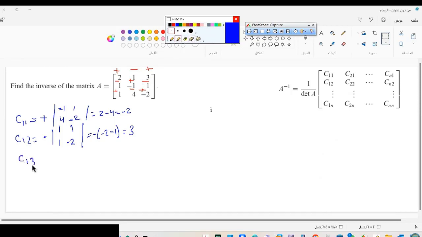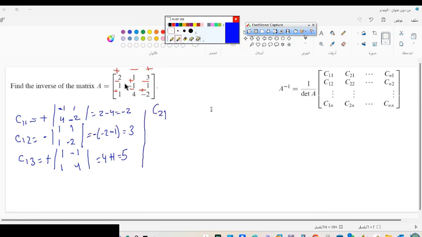Now cancel this, C13. How many determinants should we have to calculate here? 9. It's positive for all lines. Cancel this: 1, 1, minus 1, 4. It is 4, positive 1, equal 5. Have we finished? Not yet. We are working. Now another line.